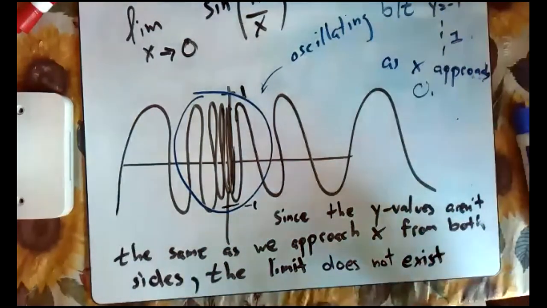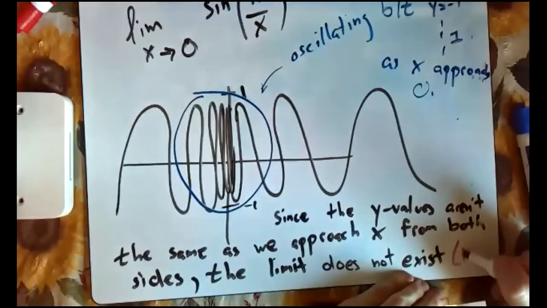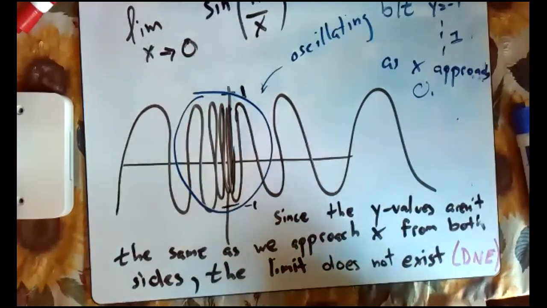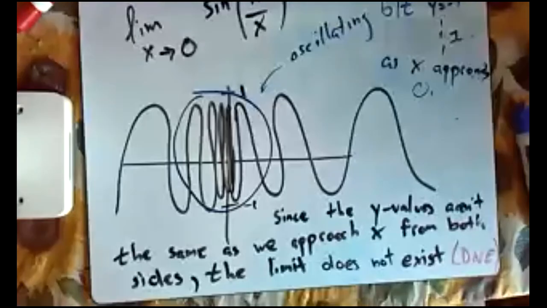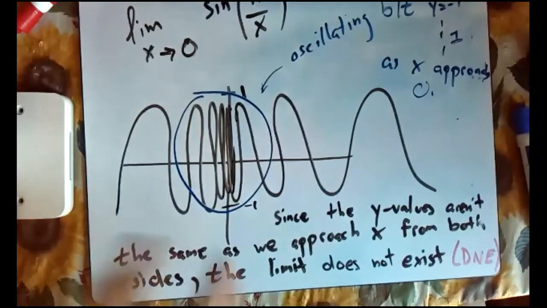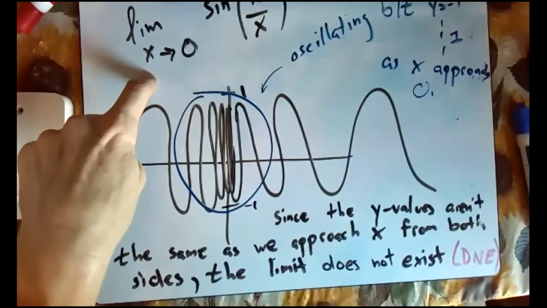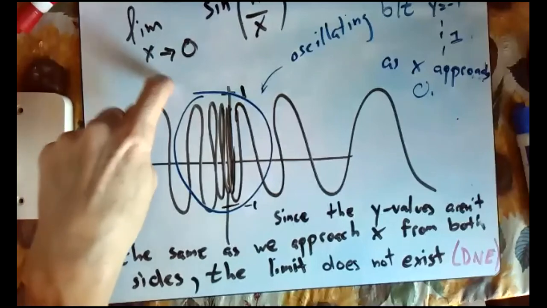Or basically, shorthand, you just say DNE like that. Like on WebAssign, they'll say just type in DNE if the limit does not exist. Again, the reason why I showed you all this problem graphically is because you're not going to be asked to figure out one like this algebraically or with a t-table.